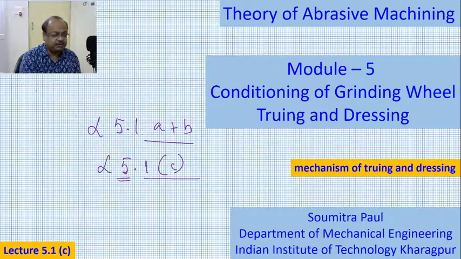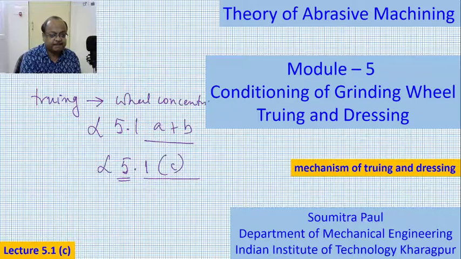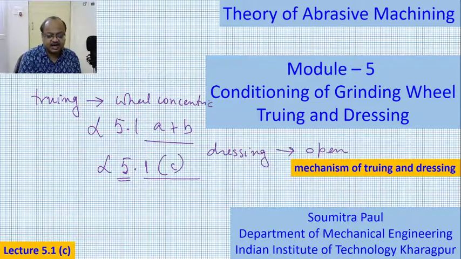By truing, what do I mean? Truing is a procedure to remove eccentricity so that the wheel becomes concentric. What is dressing? Dressing is that we make the wheel open so that it can cut very easily. It can form chip. When do I do it? After truing, because typically after truing the wheel becomes glazed.